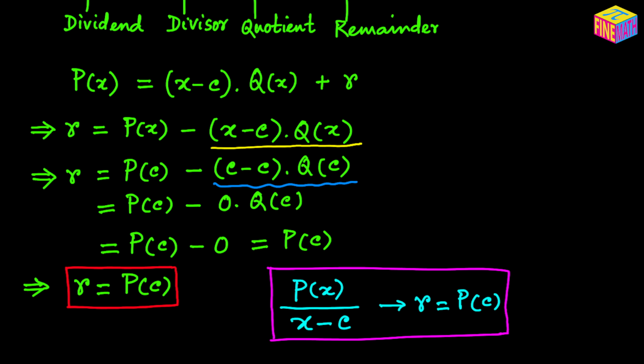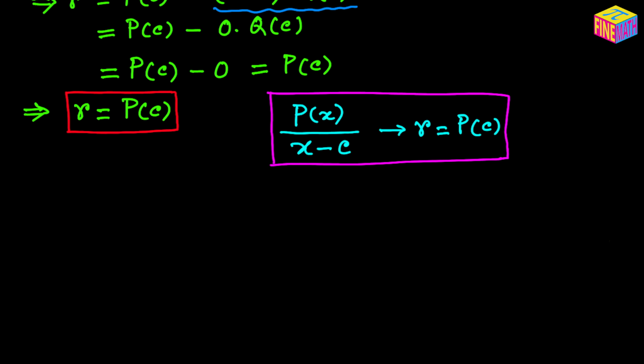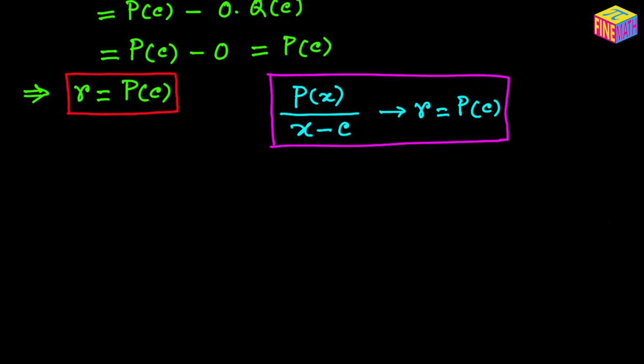Now let's take an example to see how it works out. So suppose we have a polynomial p of x equals, let's say, x squared minus 3x plus 10, for example, right? So this is our polynomial, and we are going to divide that by, let's say, x minus 1, right? So we are going to divide that by x minus 1.